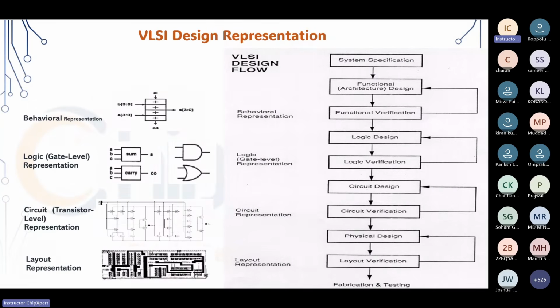Just to understand with a snippet, the behavioral code: suppose we are designing an adder. The adder will look like a behavioral code like this, the behavioral representation. Then the logical representation will be at the gate level like this. Then the transistor level circuit, and then the layout, the chip seen as a stick diagram for a normal layout. Then the layout representation will be done by the analog layout people.